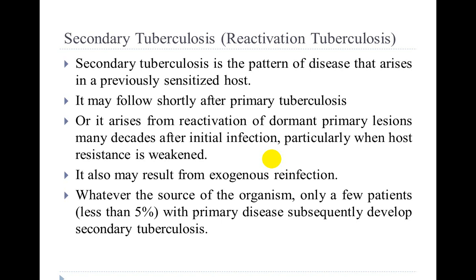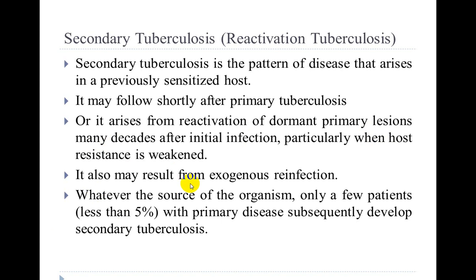It is a pattern of disease that arises in a previously sensitized host. It may follow shortly after primary tuberculosis, or it arises from reactivation of the dormant primary lesion many decades after initial infection, particularly when the host resistance is weakened. This is important, like we said, the patient is immune compromised.